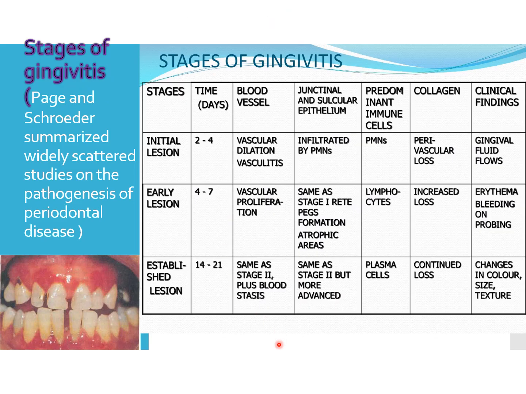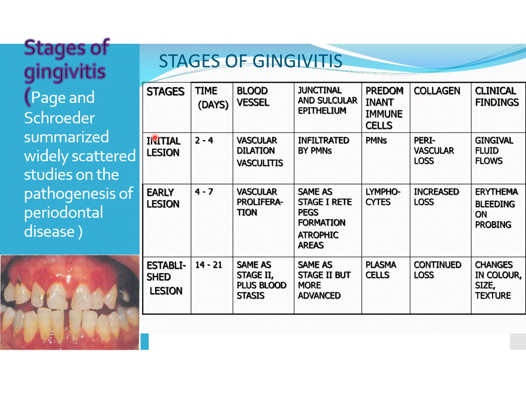Coming to the stages of gingivitis, which is very important, Page and Schroeder summarized widely scattered studies on the pathogenesis of periodontitis. So he has come up with the stages of gingivitis. So mainly there are three stages: the initial lesion, early lesion, and established lesion. It is being given in a tabular column.